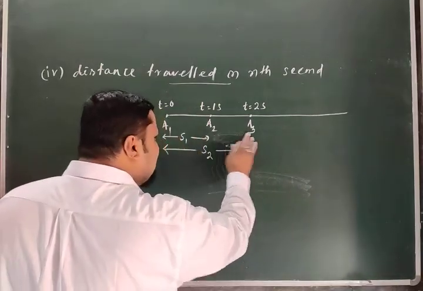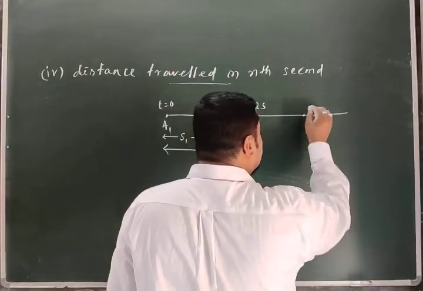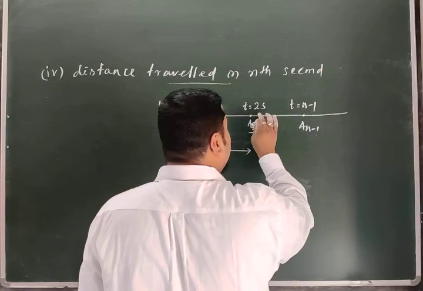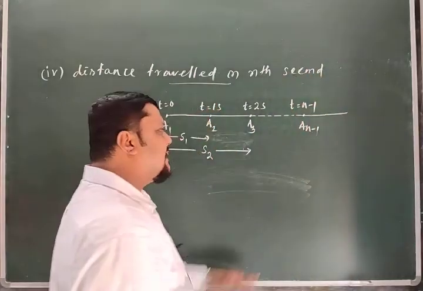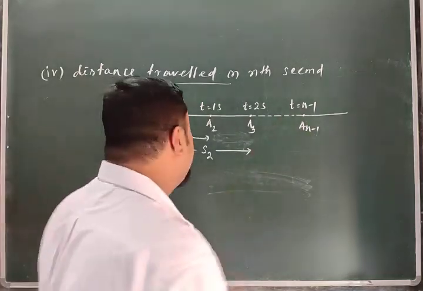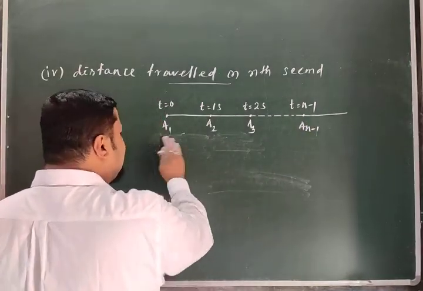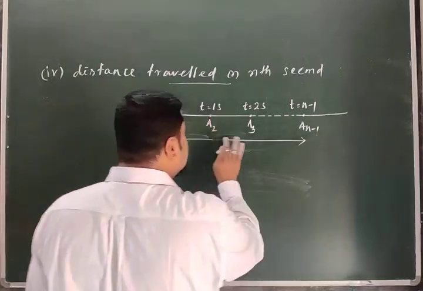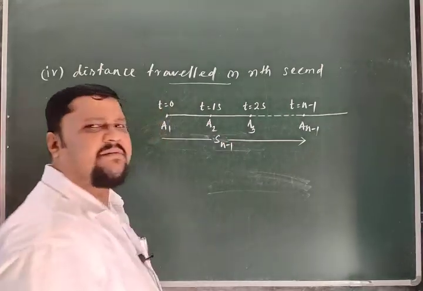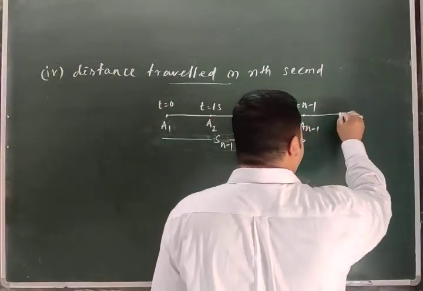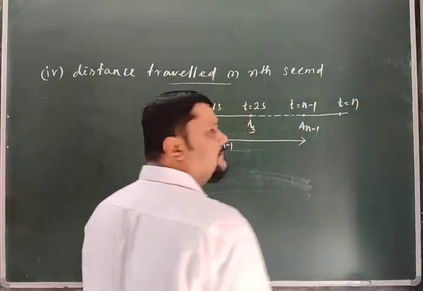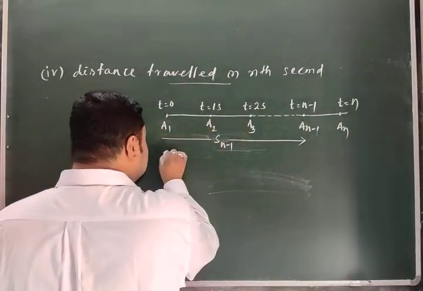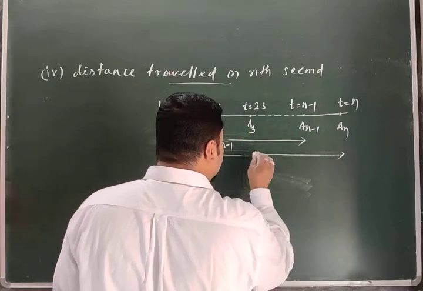Similarly, same concept: let the body be at the A n minus 1 position at t is equal to n minus 1 second. Let this be the dotted line, it moves up to there. I find it at a place A n minus 1, and the distance traveled up to this point from A1 is S n minus 1. Now it reaches the point t is equal to n second. Then it is at another point An. The total distance it travels is Sn.